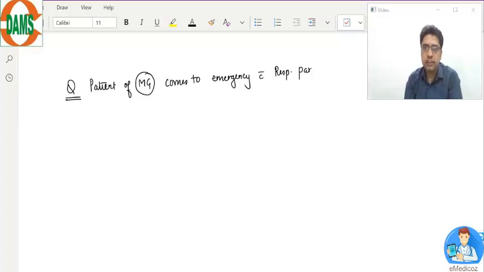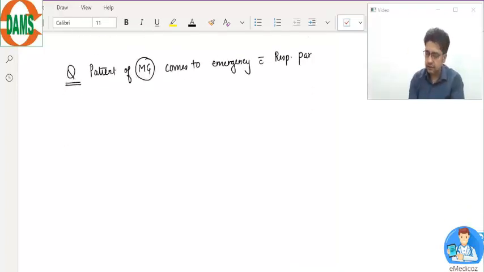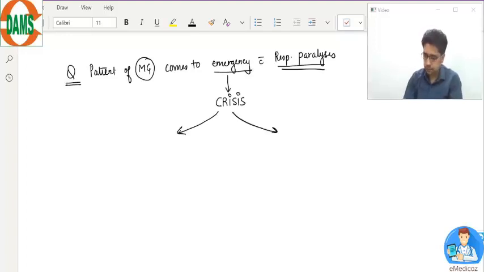Now, this crisis or respiratory paralysis could be because of two reasons. Remember from your physiology that there are two types of muscle paralysis. One is spastic paralysis and one is flaccid paralysis.